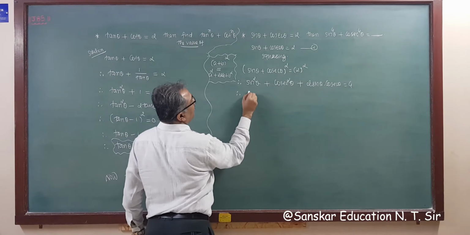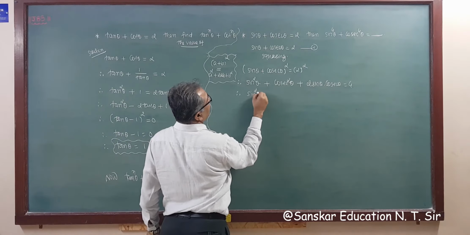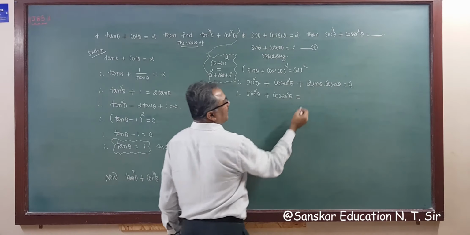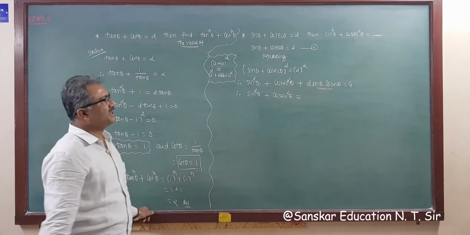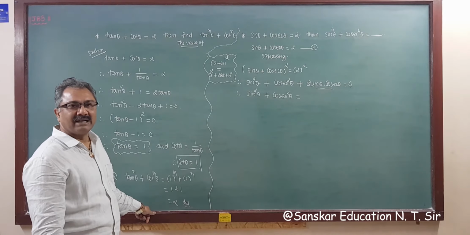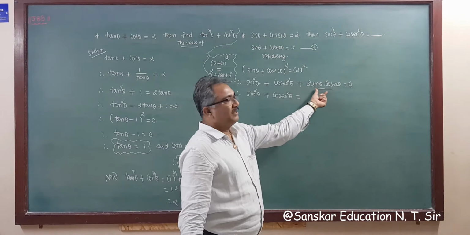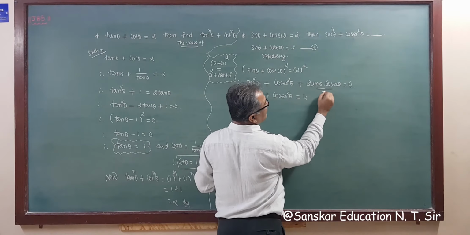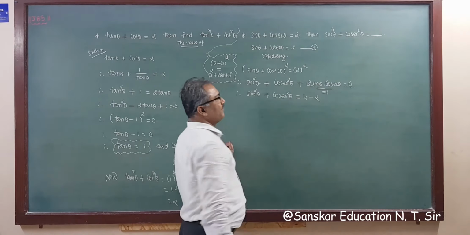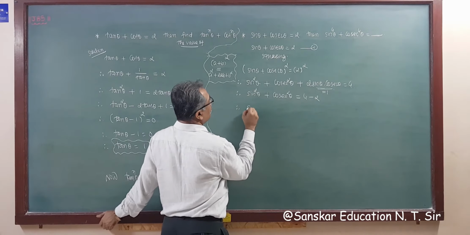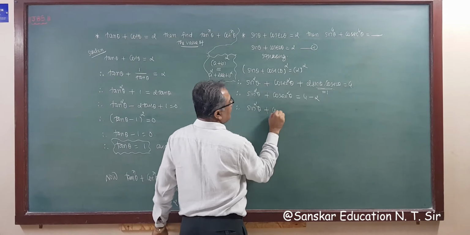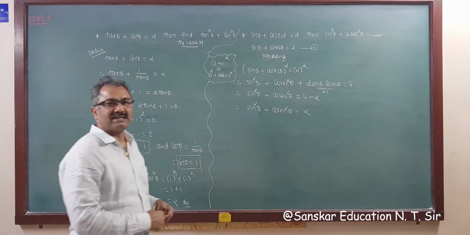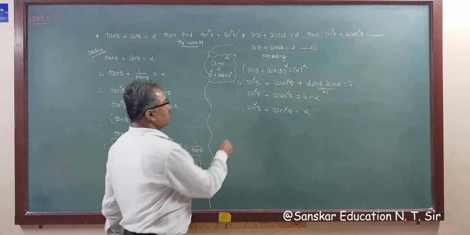So what we get? Sin square theta plus cosec square theta is equal to, now sin and cosec are reciprocals of each other, so this multiplication is 1, sin theta into cosec theta is 1, so this is 4 minus 2, that is 2. So sin square theta plus cosec square theta is equal to 2. This is one of your results.